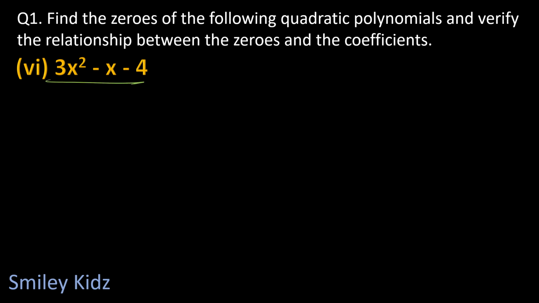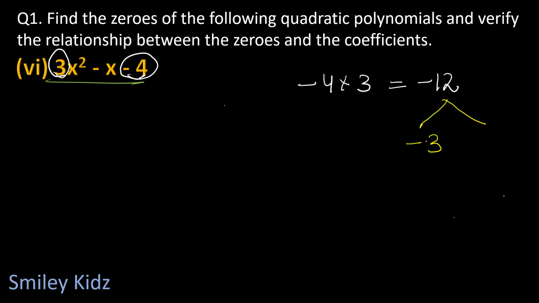Then we have the sixth and the last one of these sub questions. So it says 3x square minus x minus 4. Now again, we're gonna follow the splitting of the middle term procedure. Multiply the constant term with the coefficient of x square. So it's gonna be minus 4 times 3, which is nothing but your minus 12. Now find out the factors of minus 12. So it can be minus 3 times 4, or it can be minus 4 times 3, right? It can be minus 12 times 1, or it can be 12 times minus 1.